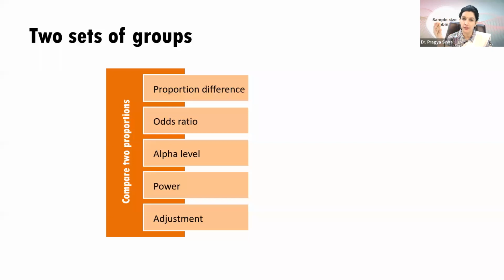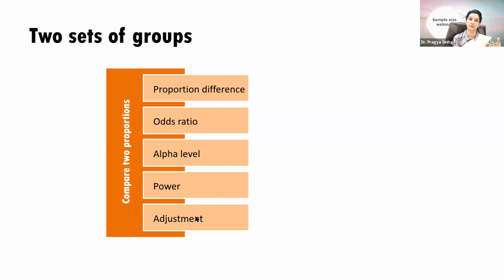You know that if you reduce the alpha level, the sample size will increase. So the larger the proportion difference, the lesser will be the sample size. The larger the odds ratio or the relative risk, the lesser will be the sample size. The smaller the alpha level, the more will be the sample size. If you increase the power of the study, what is power? It is basically 100 minus beta error. So if you increase the power of the study, the sample size increases, and then you do the adjustment.